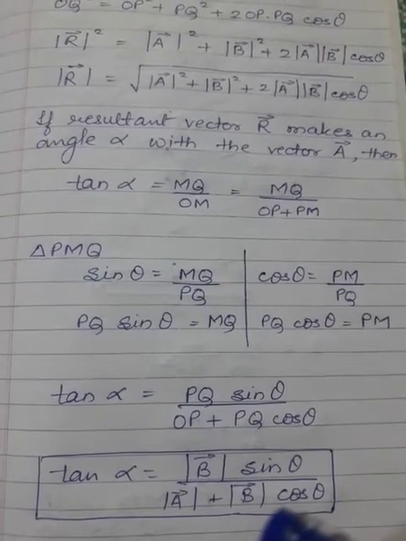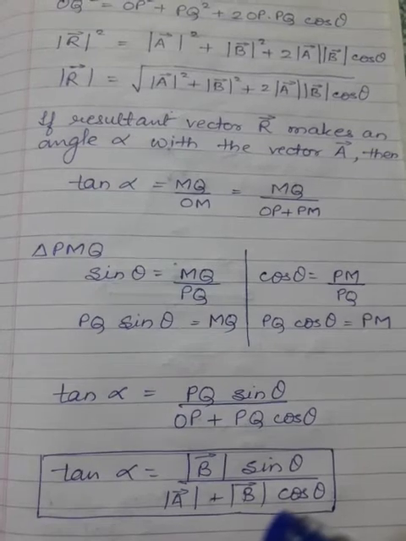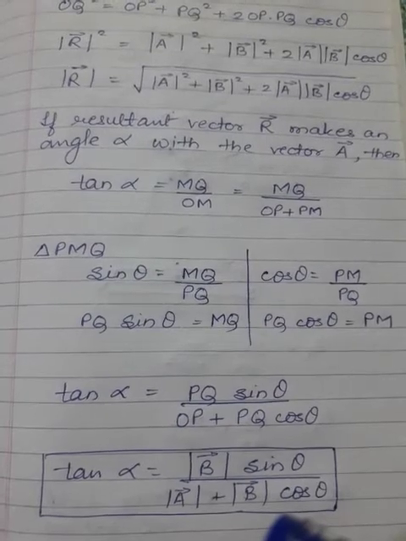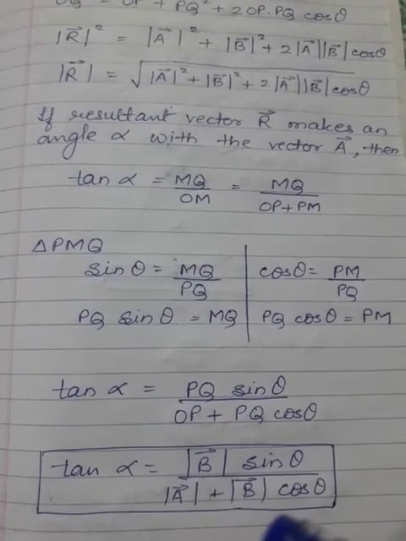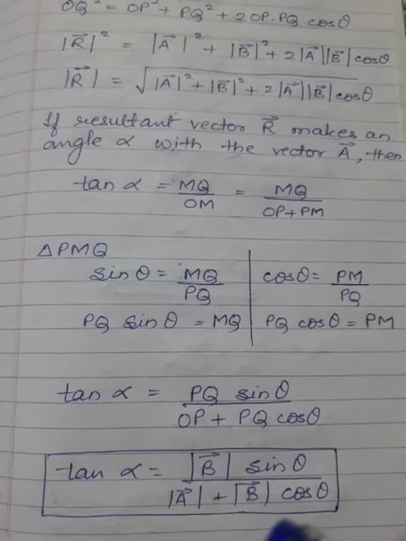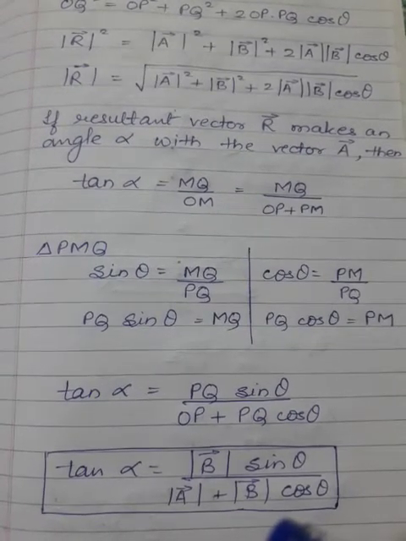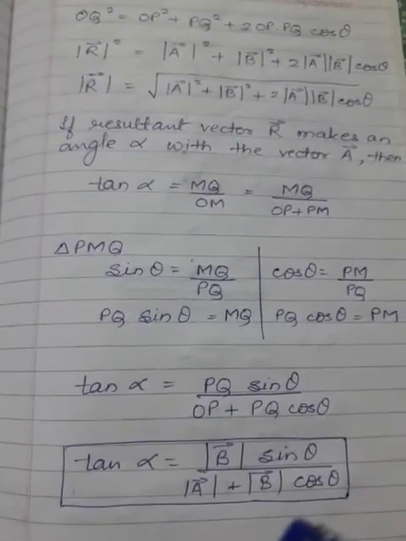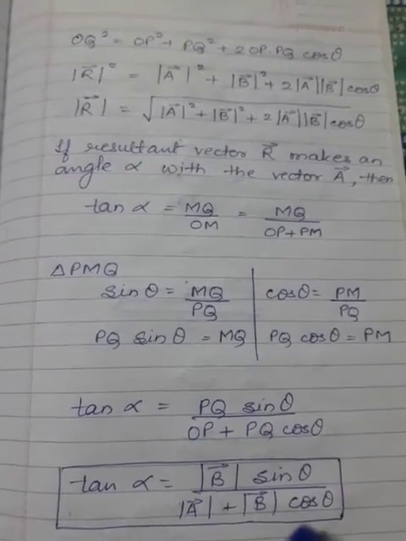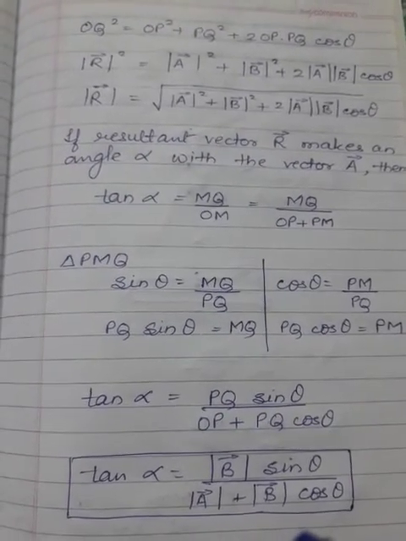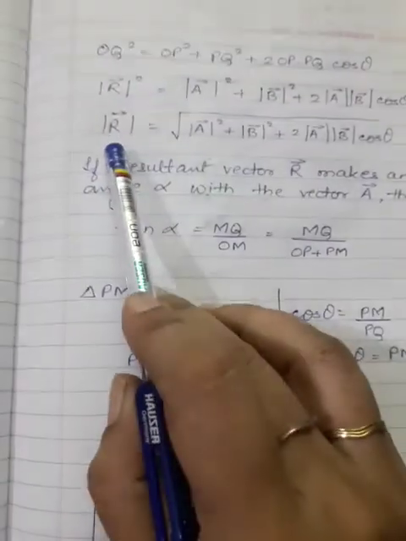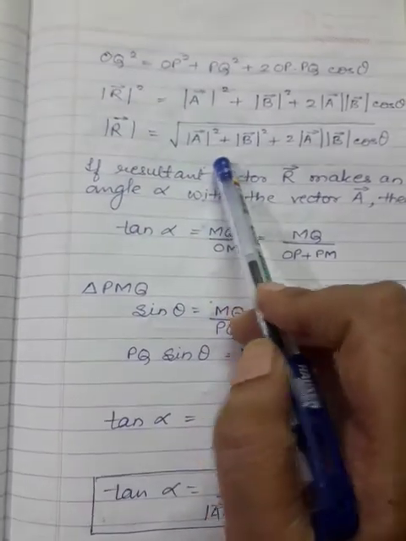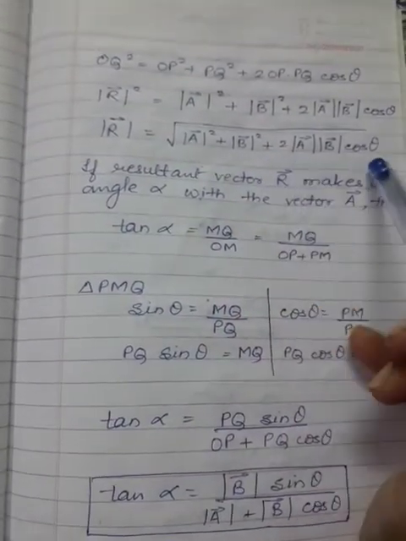Now putting the values of these in tan alpha, tan alpha is equal to PQ sin theta upon OP plus PQ cos theta. Now putting the values, tan alpha is equal to vector B sin theta upon vector A plus vector B cos theta. So this is the angle of this resultant, which is obtained by the parallelogram law of addition, and the magnitude of the resultant can be found by vector R equal to under root of vector A square plus vector B square plus twice vector A vector B cos theta.